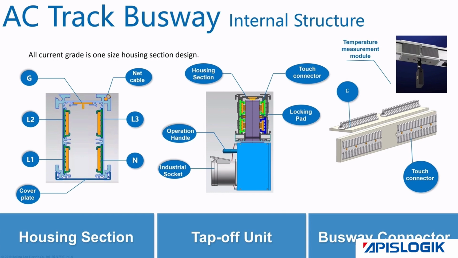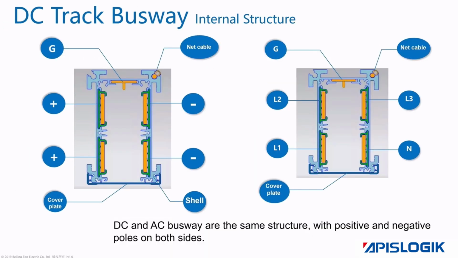The specially designed elastic touch connector structure is used to ensure a reliable connection. A data cable slot is reserved for easy cable management. The left picture is the internal structure of the DC bus, and the right picture is the AC bus. The structure is the same. The DC bus has 2 sets of positive and negative copper bars and the common ground bar.